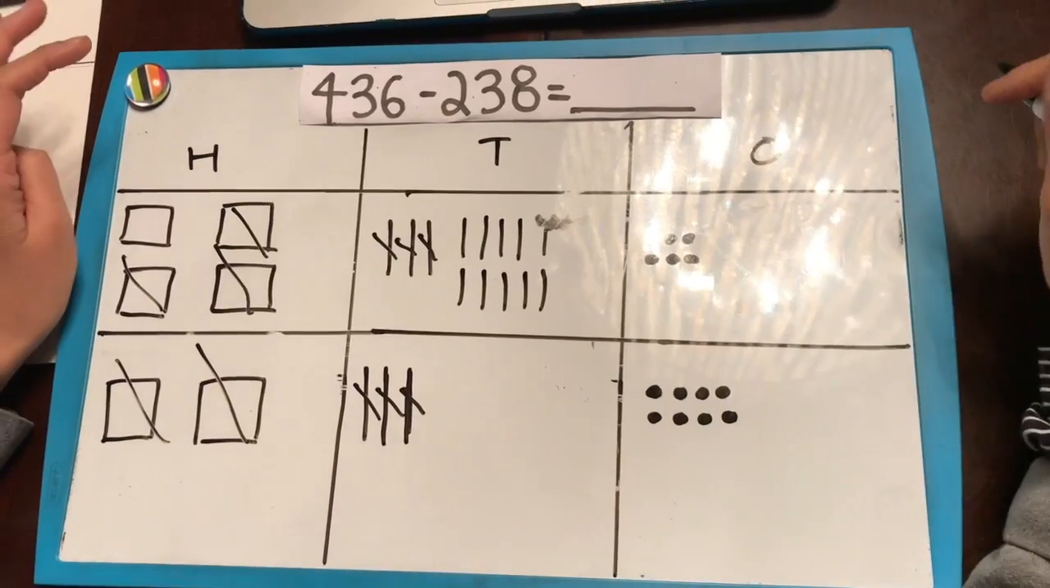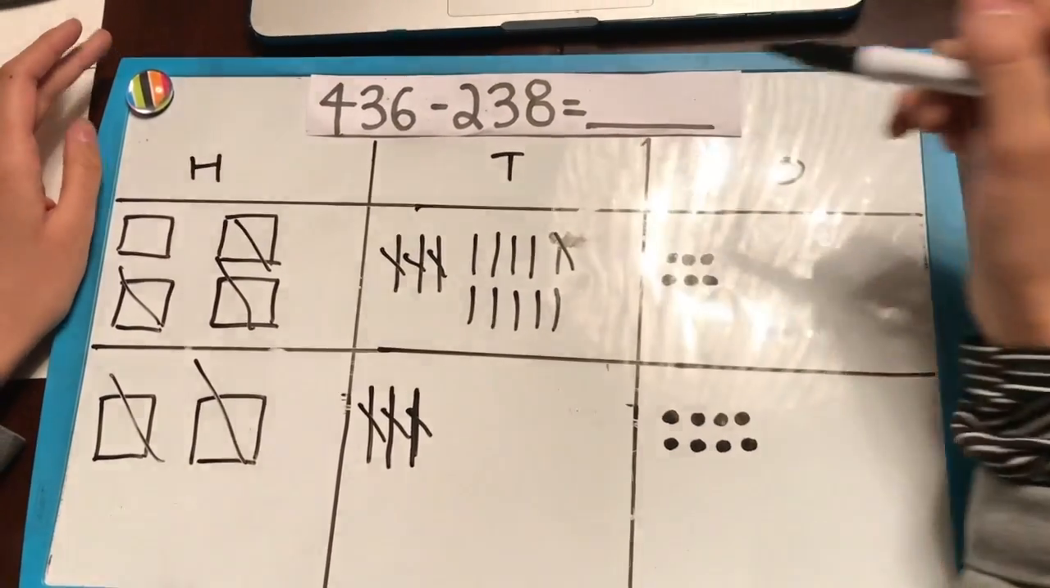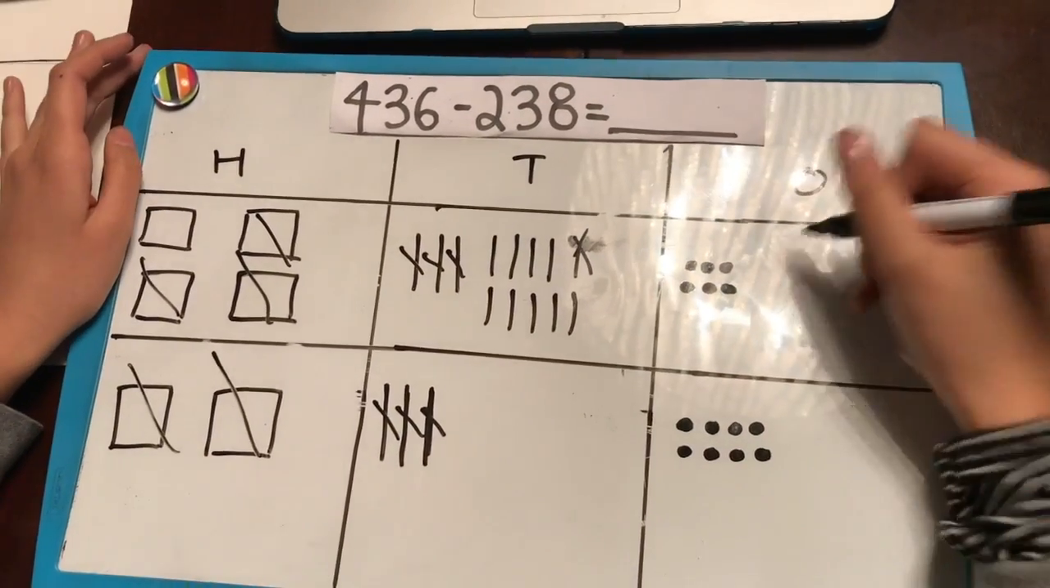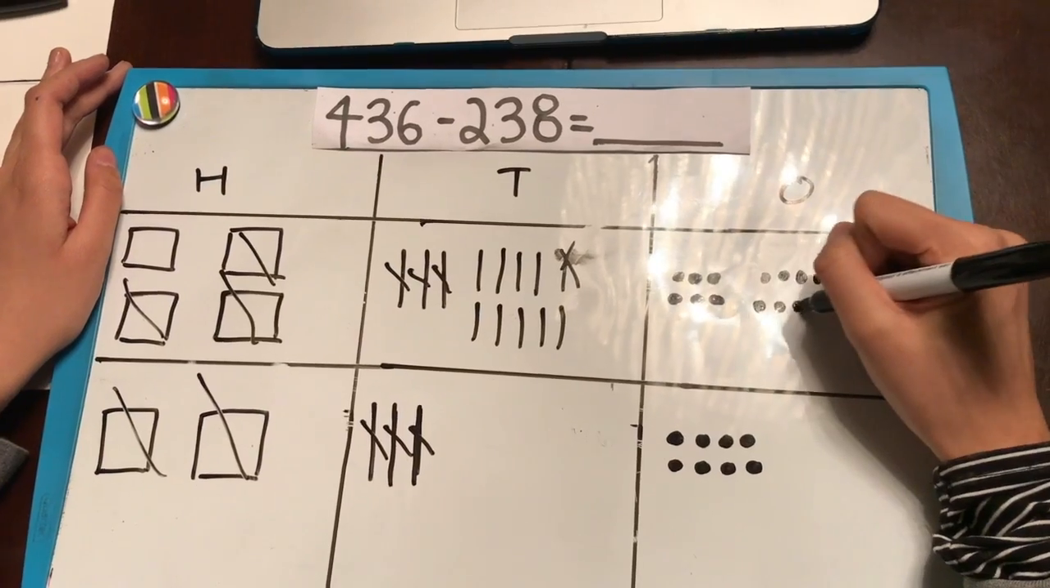Now that I have 10 rods, I'm going to trade 1 rod for 10 units. To represent this trade, I will cross out 1 rod and I will draw in 10 units. 1, 2, 3, 4, 5, 6, 7, 8, 9, 10.